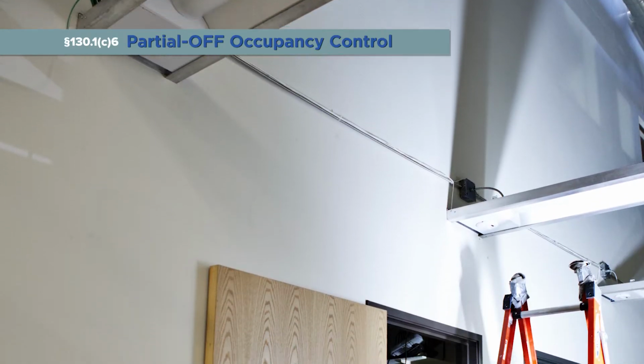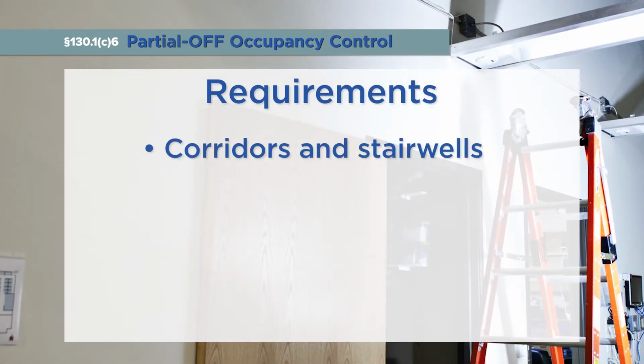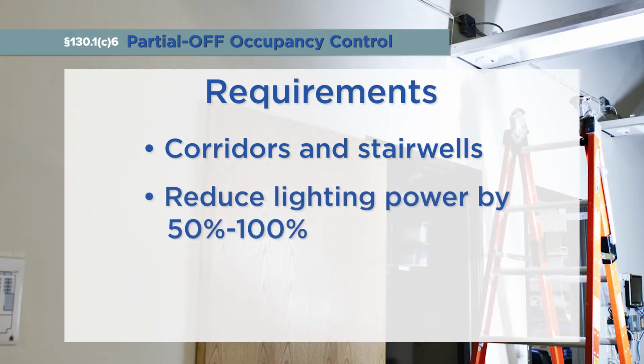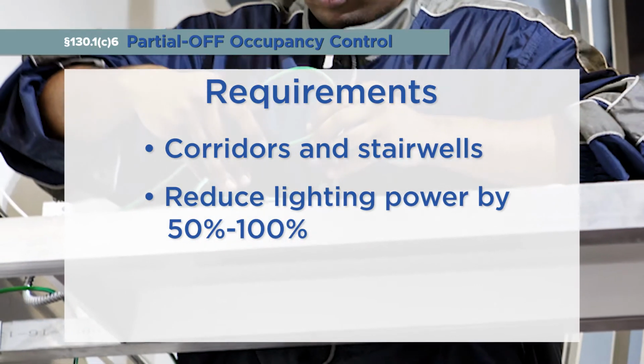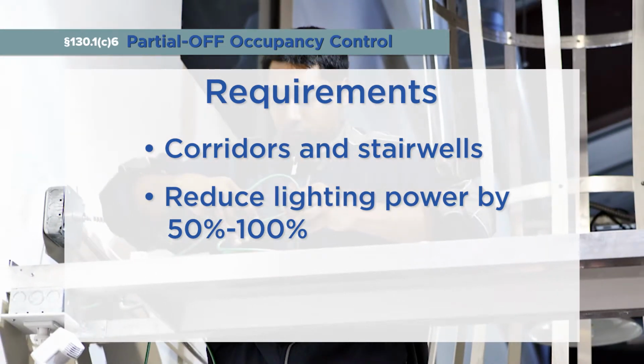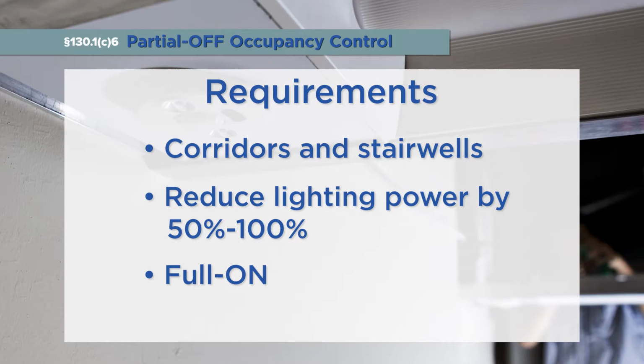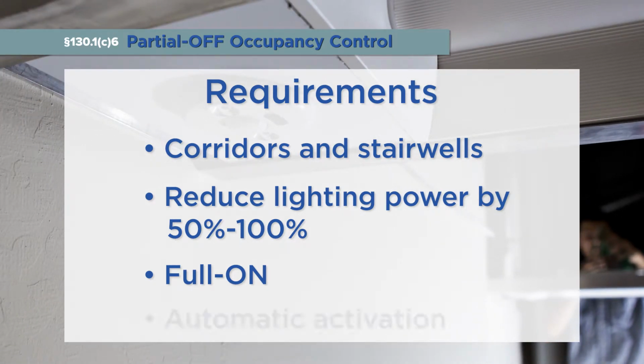The last area that requires full or partial off occupancy control is corridors and stairwells. Lighting must also be controlled by occupant sensing controls that separately reduce the lighting power in each space by at least 50 to 100% when the space is unoccupied. The occupant sensing controls must be capable of automatically turning the lighting fully on only in the separately controlled space and must be automatically activated from all designated paths of egress.